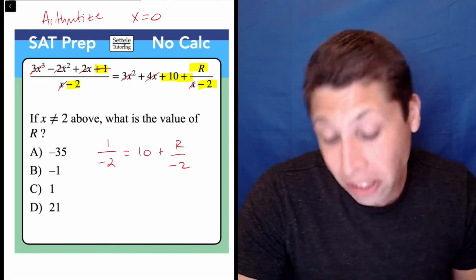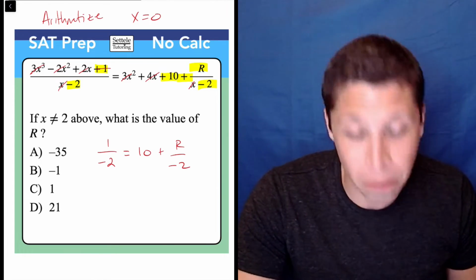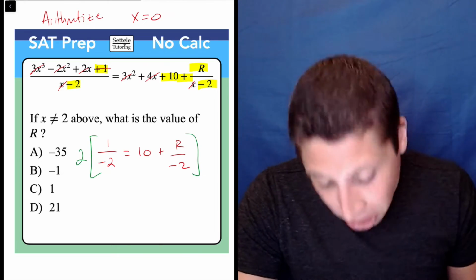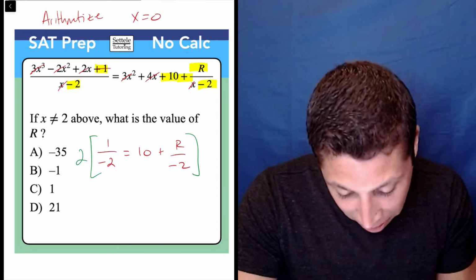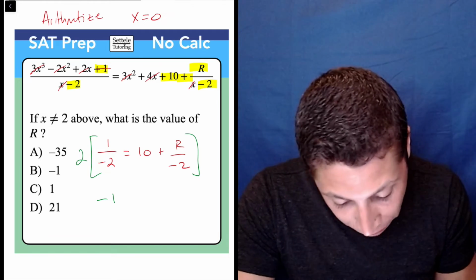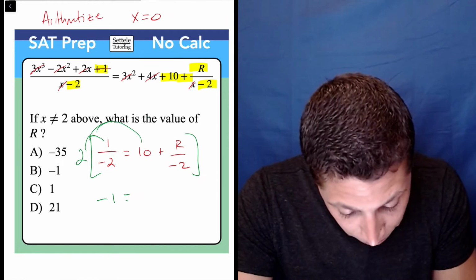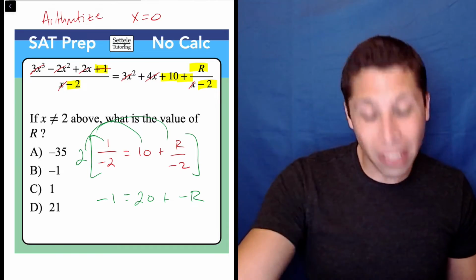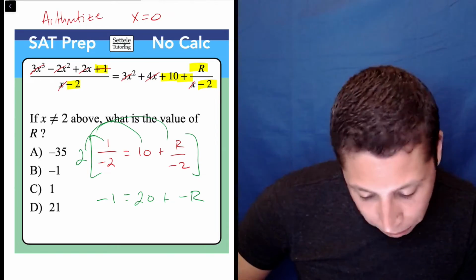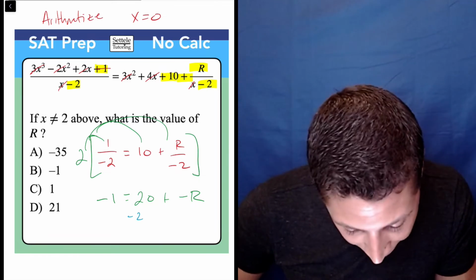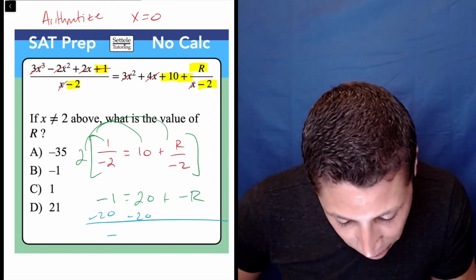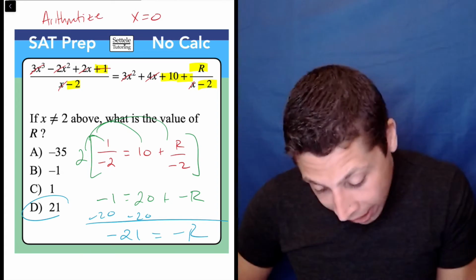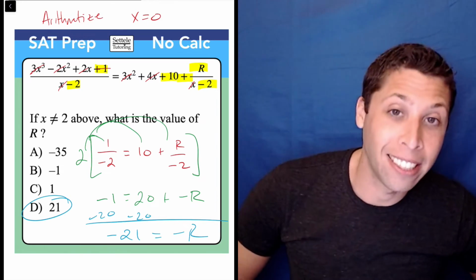Now, because there's still a little bit of complicated algebra here, I would probably just multiply to get rid of some stuff. So let's multiply everything by 2 just to make a lot of these 2's disappear. So that's going to become negative 1 on the left equals, we're going to distribute, 20 plus negative r. There's a little bit of a negative that's going to cause some problems, but it's okay. We can now subtract and get our answer. Minus 20 from both sides leaves me with negative 21 is equal to negative r. Therefore, r is equal to 21, and that is the answer.